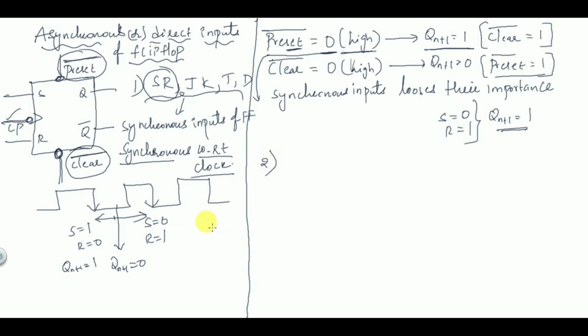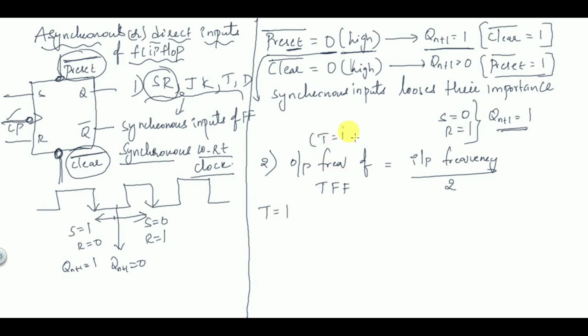Second point which I want to tell you is the output frequency of T flip-flop. Output frequency of T flip-flop is input frequency by 2. Okay, so it is a divide by 2 frequency divider. It is obvious when T is equal to 1. This is possible only in toggling mode, when T is equal to 1.